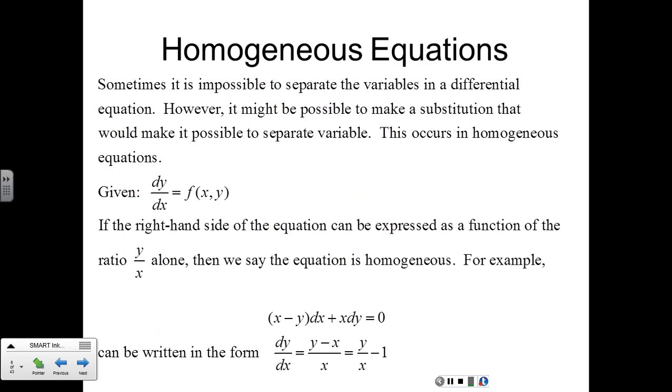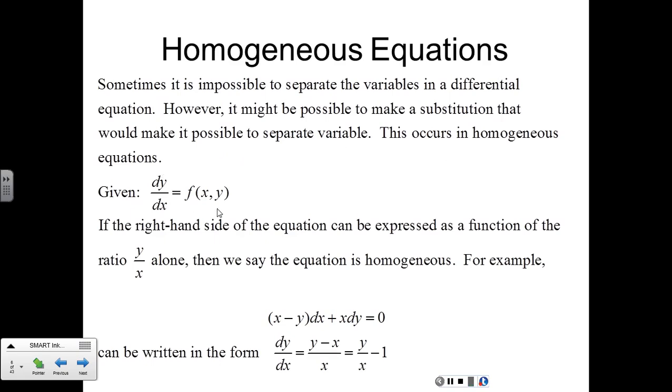This leads into the concept of what we call a first-order homogeneous equation. We're going to hear that word again later, and it means something different. Right now, with first-order equations, homogeneous just means it's like a separation of variables question. You can't separate the variables. We're going to make a substitution. Sometimes it's impossible to separate the variables in a differential equation. However, it might be possible to make a substitution that would make it possible to separate. This occurs in the homogeneous equations.